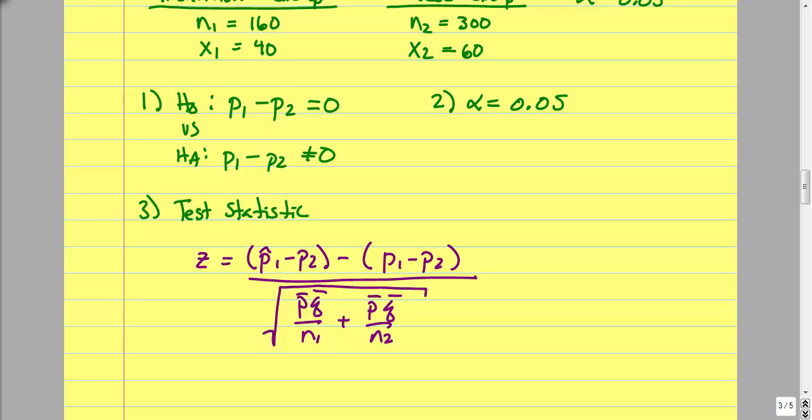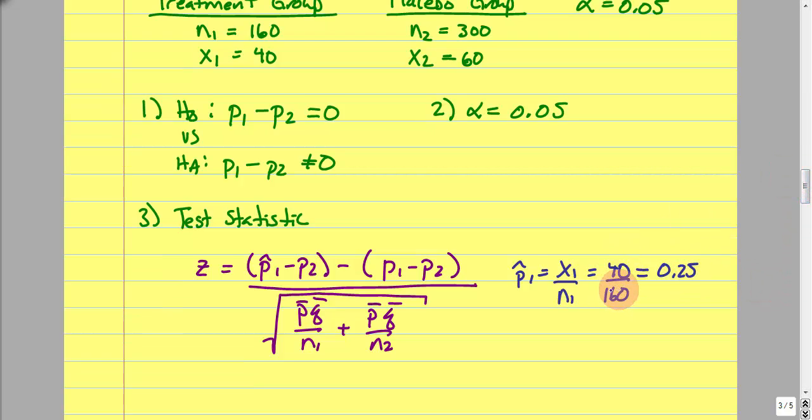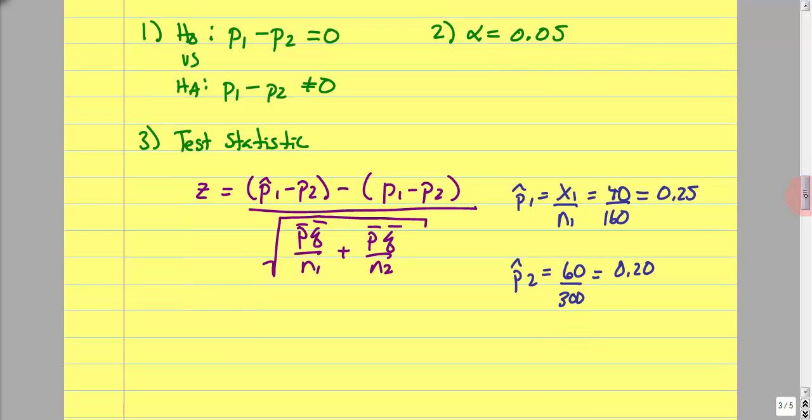So let's go ahead and look at P hat 1. P hat 1 is going to be from this group, in this case my treatment group, N1. So P hat 1 is X1 over N1, so it'd be 40 over 160. Now this rounds really nicely: 40 over 160 is 0.25. If it didn't round nicely, we'd want to leave it in fractional form so we wouldn't have rounding error. P hat 2 is going to equal the values for my placebo group, which is population 2, 60 over 300. 60 divided by 300 is 1/5, which is 0.2. And again, if this was not a nice decimal, we wouldn't round it. We just leave it in fraction form.